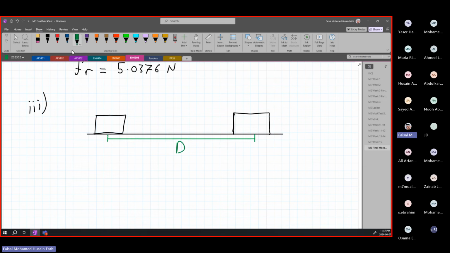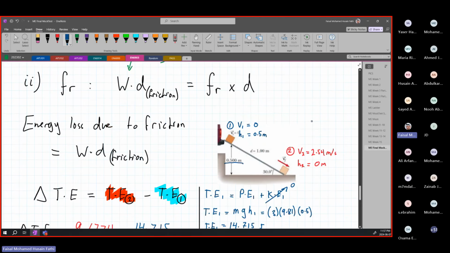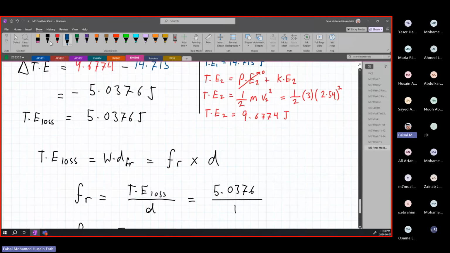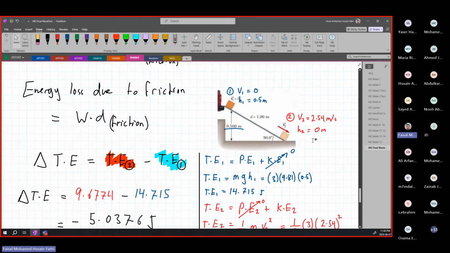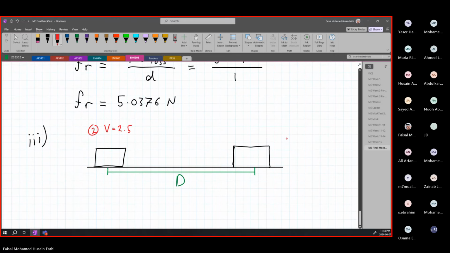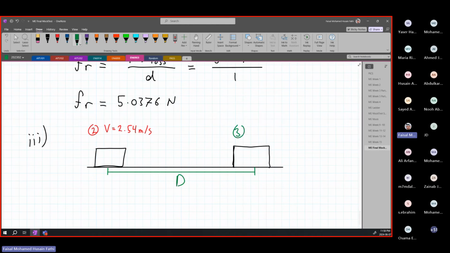Okay? So if you remember from here, this was our point 2 from early on, where it reaches the floor. So this is the same thing as earlier. This is point 2, where we had a velocity of 2.54 meters per second. And this we'll call point 3, where our final velocity v3 is equal to 0 meters per second, because it has come to a stop. This is v2, and that is v3.